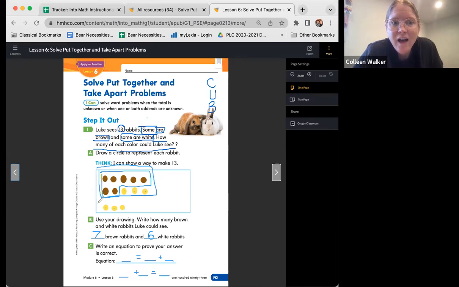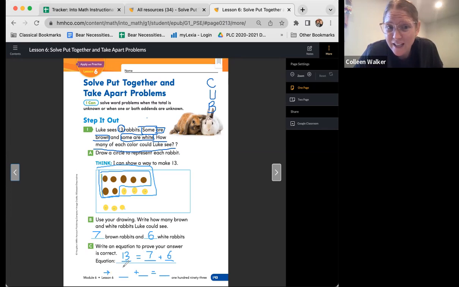So friends, how many rabbits total did we have? Yes, that's right. We had 13. And then how many were brown? 7. And how many were white? Yes, 6. Awesome. Now, friends, is there another way we could write this equation right here? You can pause and tell your homeschool teacher.